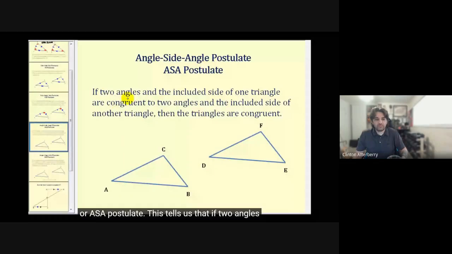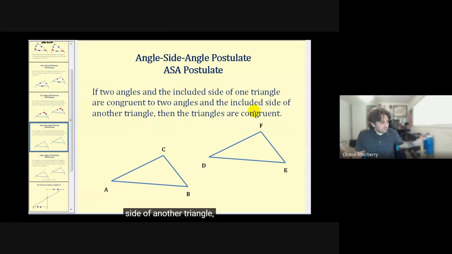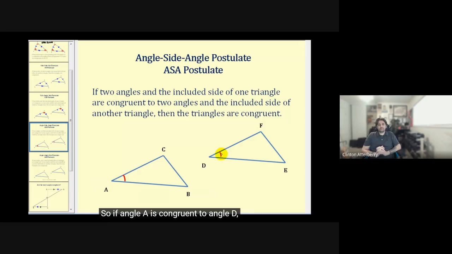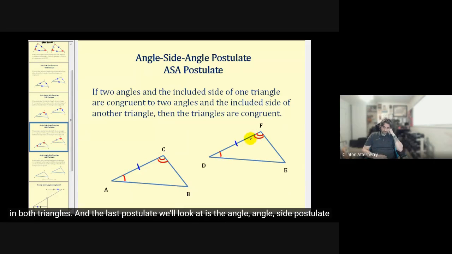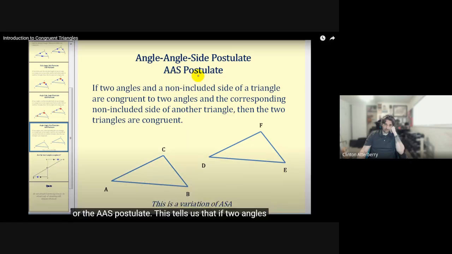This tells us that if two angles and the included side of one triangle are congruent to two angles and the included side of another triangle, then the triangles are congruent. And again, this order is important. So if angle A is congruent to angle D, and angle F is congruent to angle C, and then if side AC is congruent to side DF, these two triangles will be congruent. Notice how we have an angle, an included side, and an angle in both triangles. And the last postulate we'll look at is the angle-angle side postulate, or the AAS postulate.